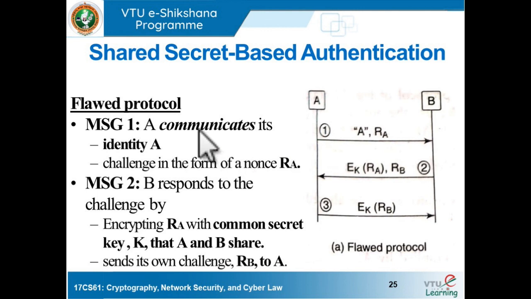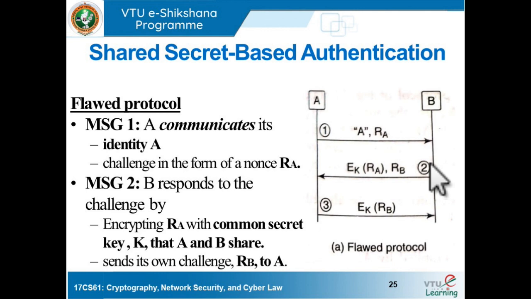In message 1, A sends its identity along with a nonce RA. Since this nonce is generated by A, we refer to it as a nonce generated by A. RA represents a nonce generated by A. Now what does B do on receiving this message containing A's identity along with the nonce RA?